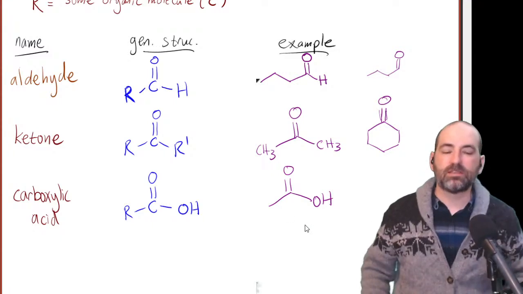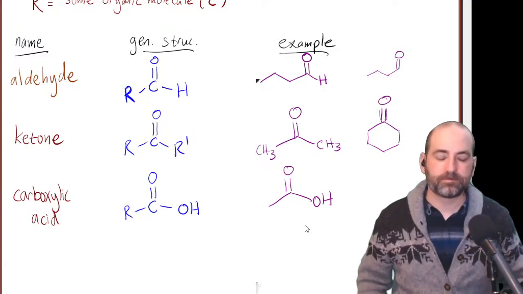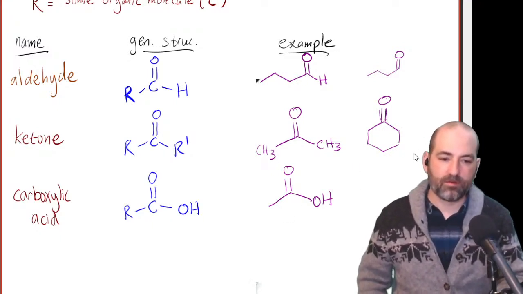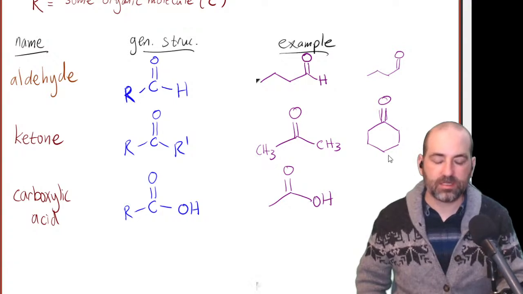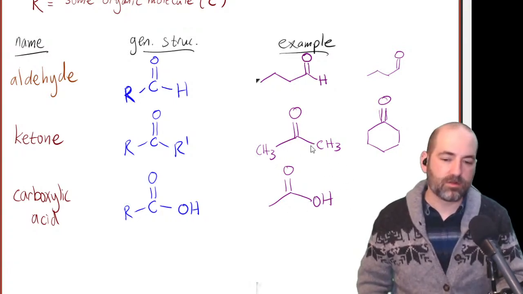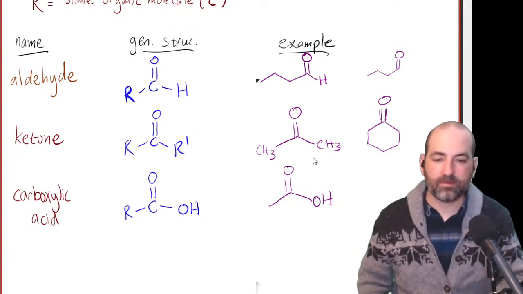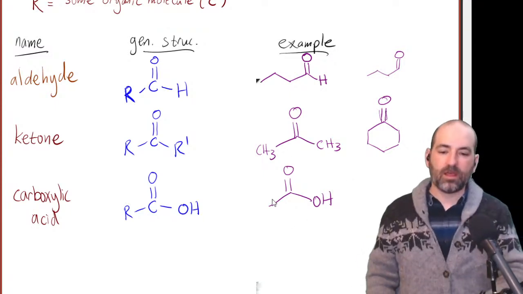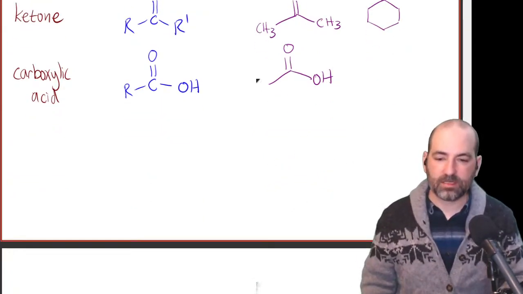A 5% acetic acid solution is vinegar. You can also have, of course, bigger molecules with these acids. When we look at amino acids, those are all going to have this functionality on them. That's where that acid comes from in amino acid, is that there's a carboxylic acid functionality.